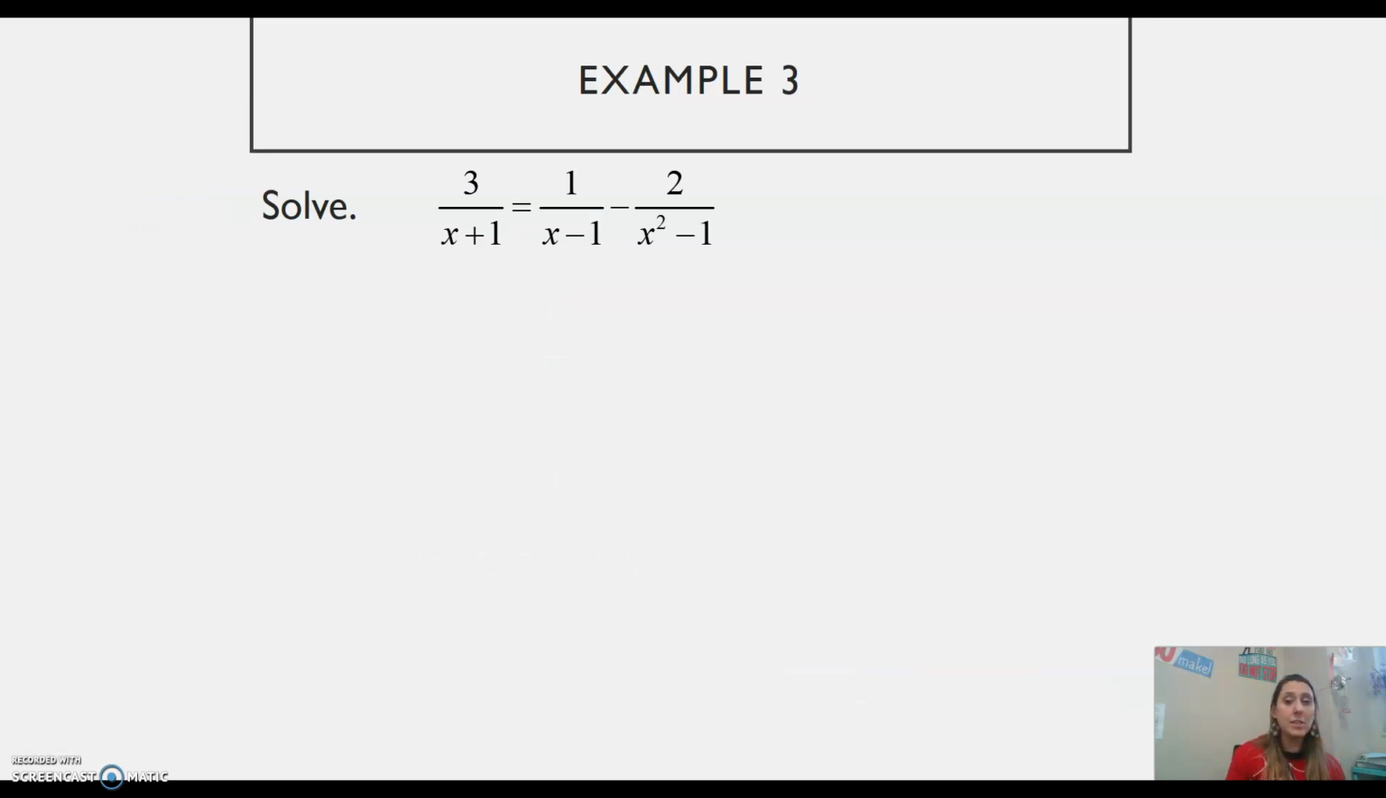All right, now let's try this one. Again, the first thing we want to do is find our LCD, but we need to factor this. This is a difference of squares.